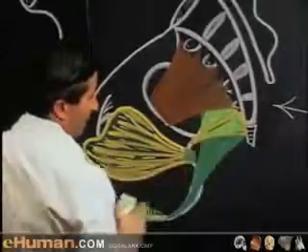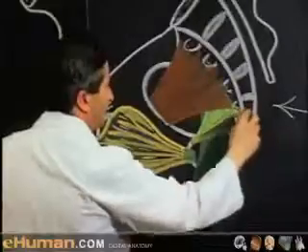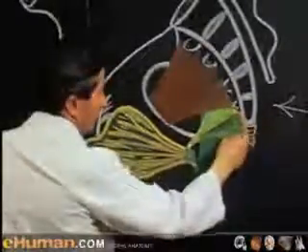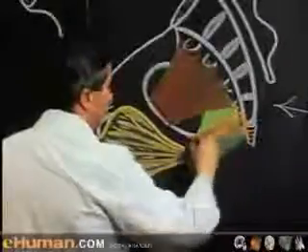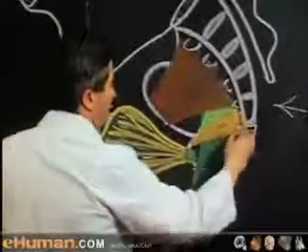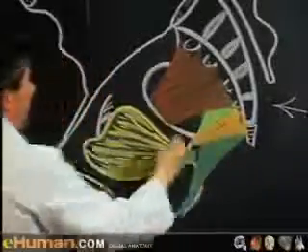So we'll erase the underlying sacrospinous ligament. Lower margin of the coccygeus. You can see how that muscle, when it contracts, could pull forward the coccyx.